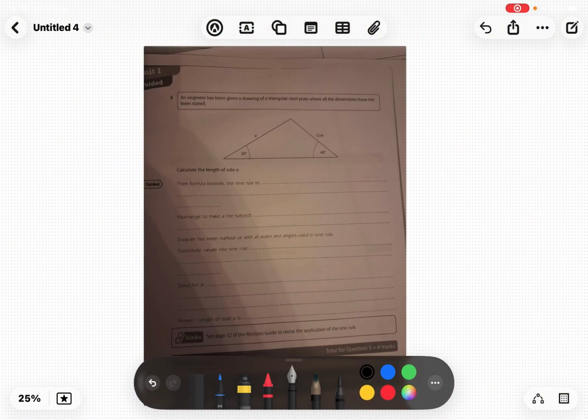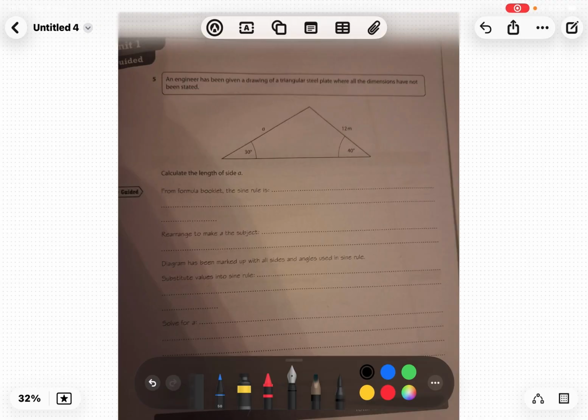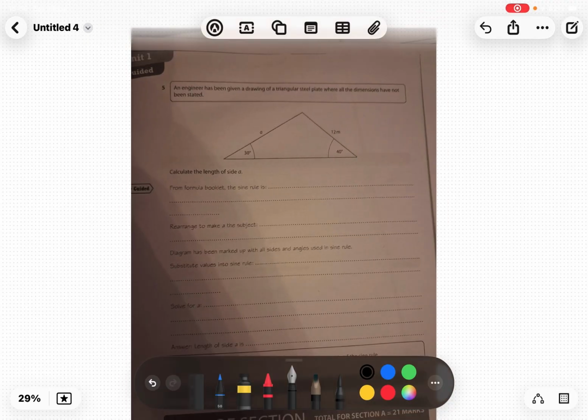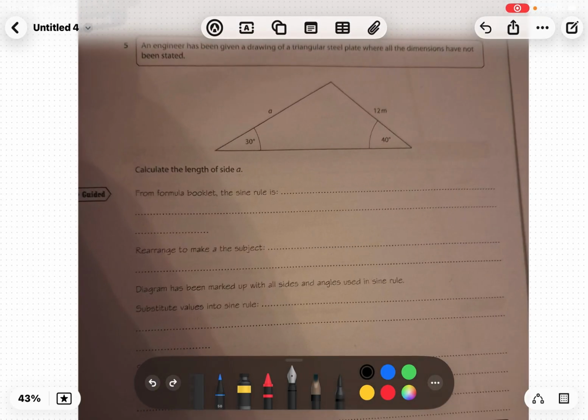Okay, here's the next question. Over here we have to use, basically read it, the sine rule. It's given here in the formula, but basically it is a over sine big A equals b over sine big B, and then there's c over sine C, but right now because there's no c we don't need it.